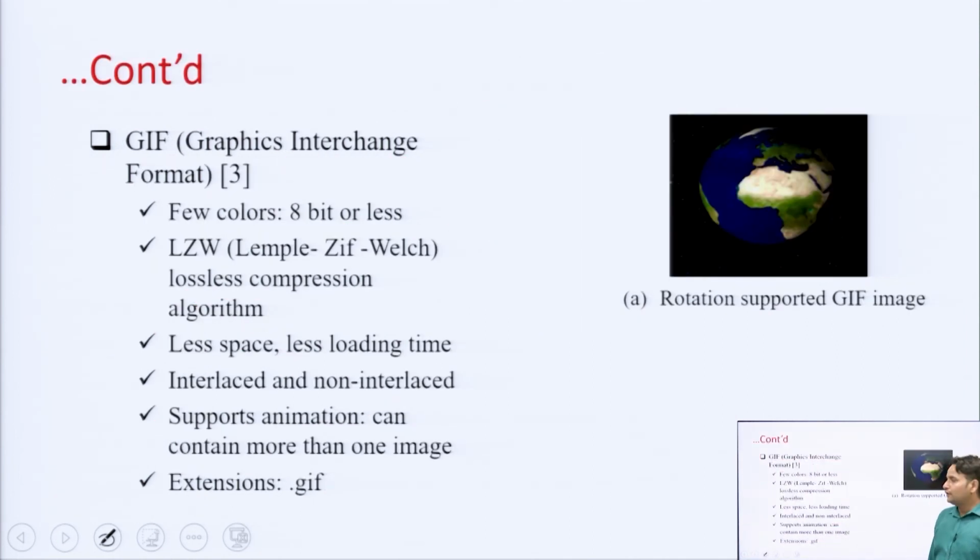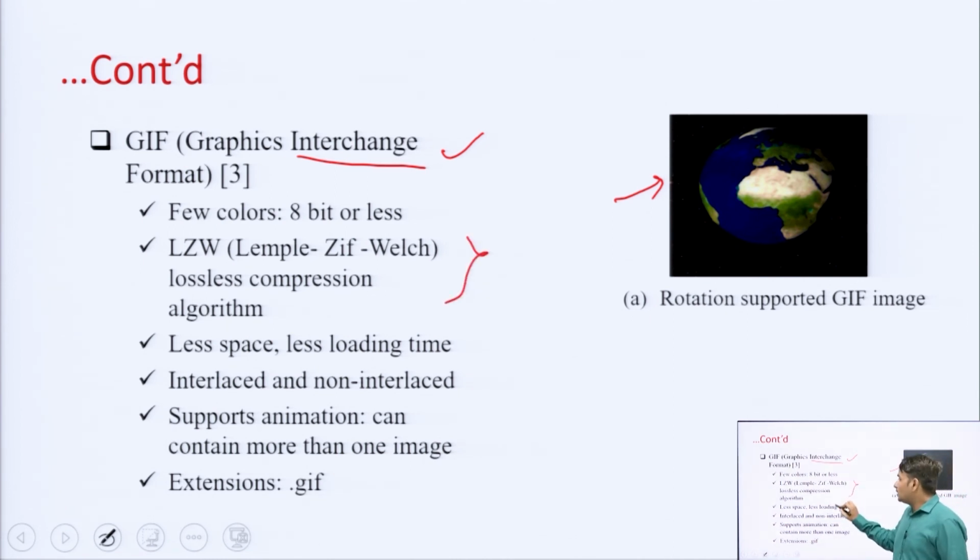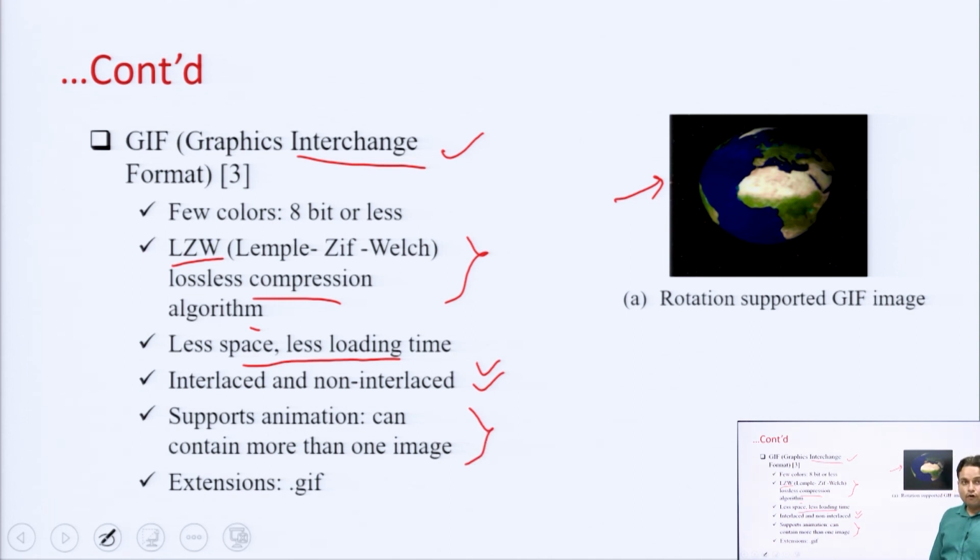Now, if we talk about another kind of file format, that is called the GIF format, the Graphics Interchange Format. It is a combination of a number of images. So, you can observe this image, your earth is rotating. You can make a GIF image of that kind. Here we use a lossless compression algorithm, an LZW kind of algorithm, which we will talk about in the next lecture. Less space and less loading time are required. Then one of the important aspects is interlaced and non-interlaced support. It can support an animated format. That is also a GIF property, and the extension is .gif. That is also under the bitmap file.